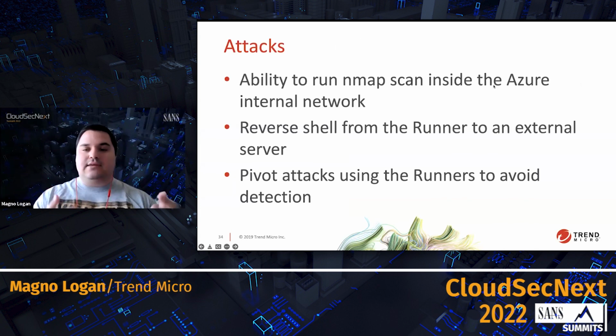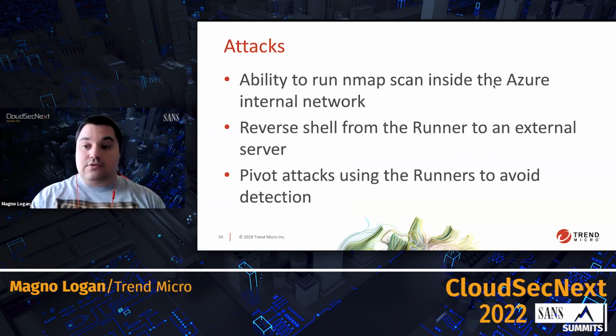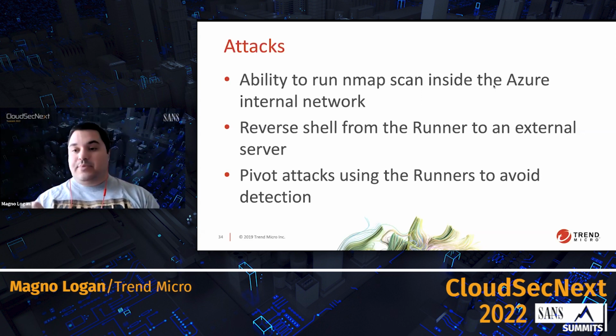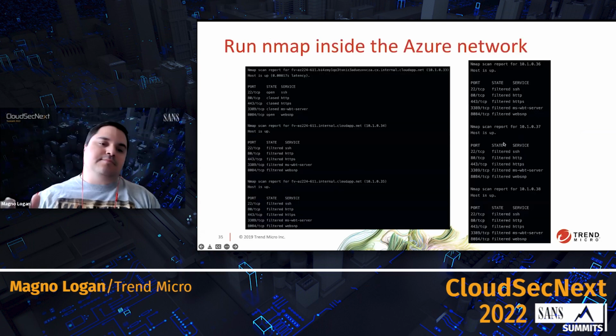And so what attacks did I perform there, right? First, of course, I wanted to run some Nmap. I wanted to do some reconnaissance inside the Azure network. I also did the reverse shell, right, from the runner to an external server. But I can also use this action, or this server, the runner, to perform attacks on other targets, and kind of pivot these attacks to avoid detection. So the attack wouldn't come from my own environment, it would come from Azure or whatever server I'm compromising there. So this is kind of what I did.